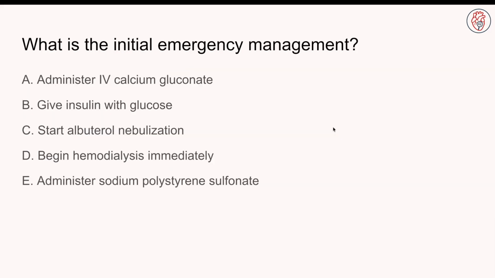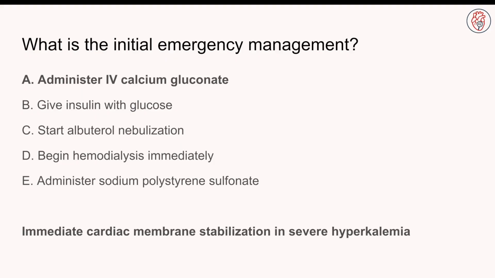What is the initial emergency management here? All right, hopefully you said administer IV calcium gluconate. And the reason for this is you want immediate cardiac membrane stabilization in severe hyperkalemia. There are other ways to manage high potassium. We can give insulin and glucose. Absolutely, insulin's going to pull that potassium into the cell. But the first thing that you always want to do is stabilize your cardiac membrane, because hyperkalemia, if it's severe enough, can cause your heart to stop. And that's what we want to avoid. So we have to stabilize it first so that we can then treat the high potassium in other ways.